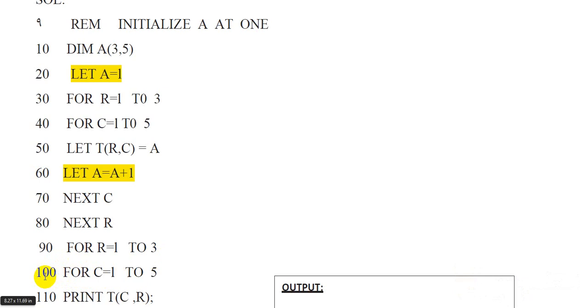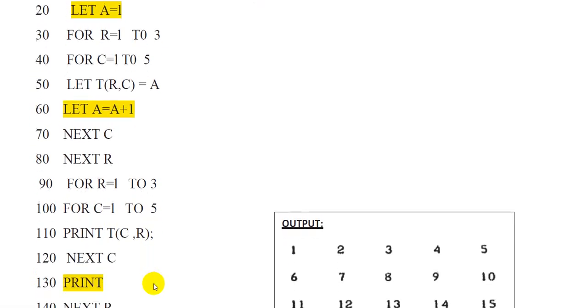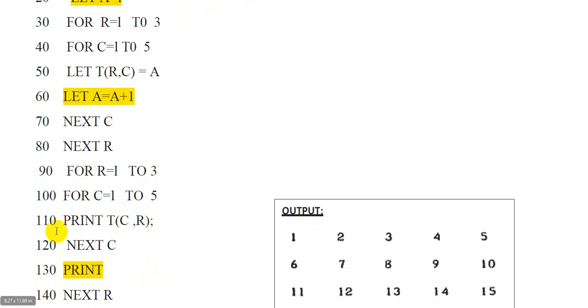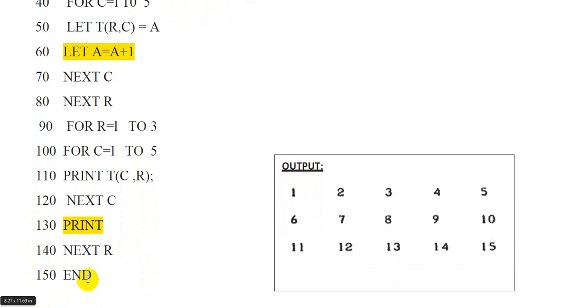The 100th step of the source code procedure will be stipulating the following: for C equal to 1 to 5, the fifth column, as you can see right here. Print T in terms of R and C, 110 print, 120 next C, 130 print, and 140 next R, and then 150 end.